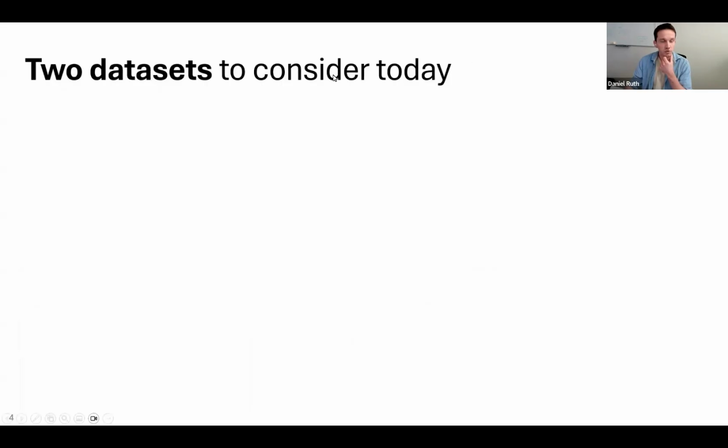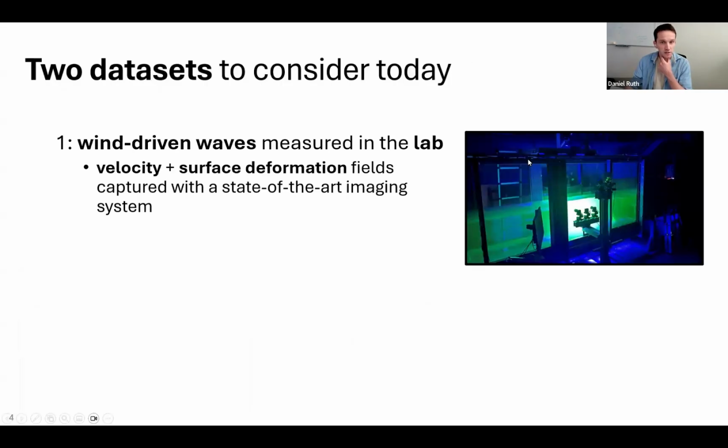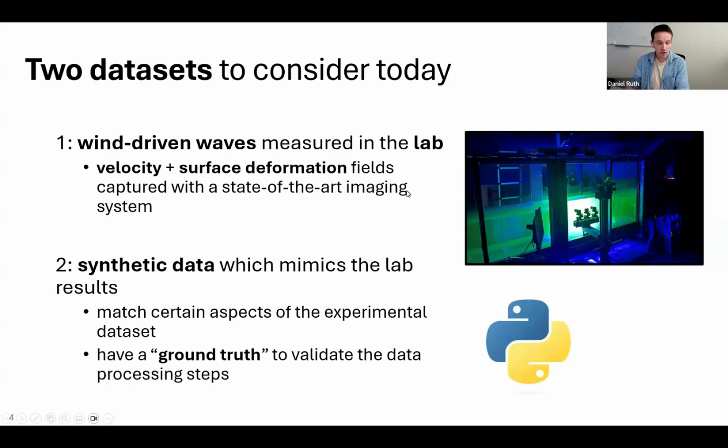So I'm going to be showing results from two data sets today. The first is an experimental data set where we have wind-driven waves, which we measure in the lab. These experimental measurements consist of velocity and surface deformation fields that we take with particle image velocimetry and laser-induced fluorescence. Along with that, we're going to be looking at synthetic data. This is data that we build up numerically, trying to match certain aspects of the experimental data set. But this is going to give us a ground truth that we can compare the results of our analysis pipeline with, to see how well it matches what we're imposing in the synthetic data.